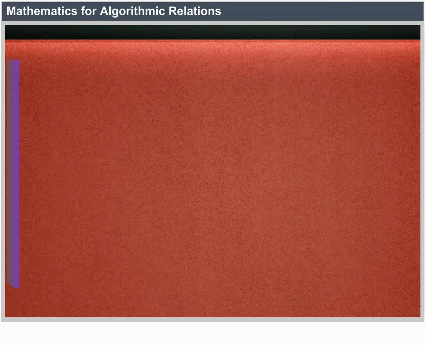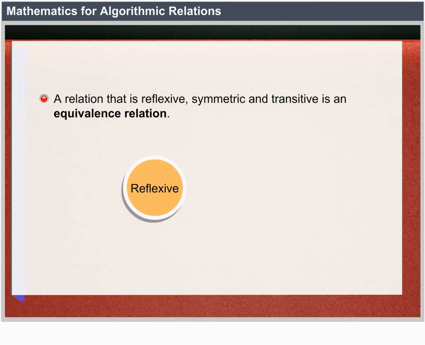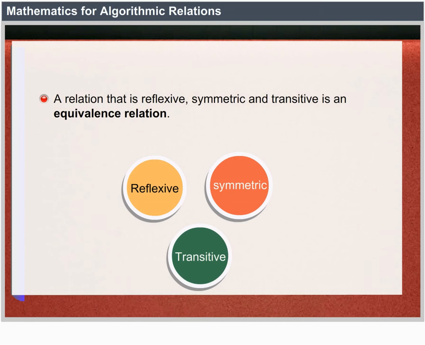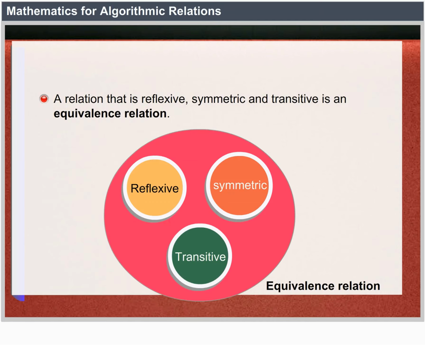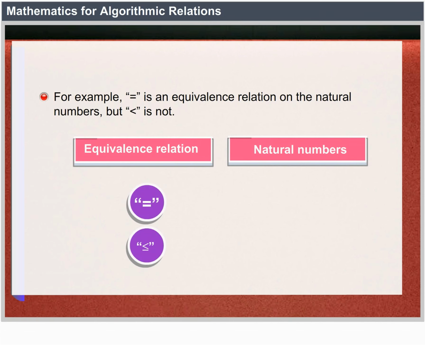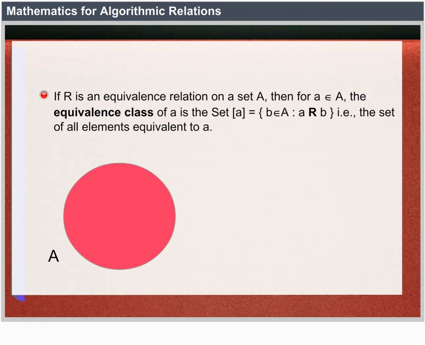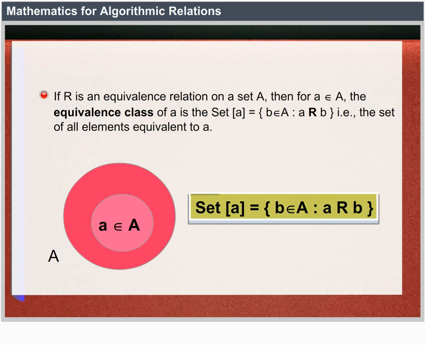A relation that is reflexive, symmetric and transitive is an equivalence relation. For example, equal to is an equivalence relation on the natural numbers, but less than is not. If R is an equivalence relation on a set A, then for a belonging to set A, the equivalence class of a is the set {b belonging to set A such that aRb}, that is, the set of all elements equivalent to a.